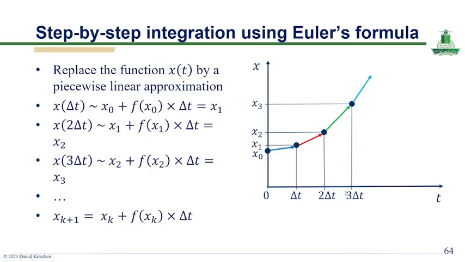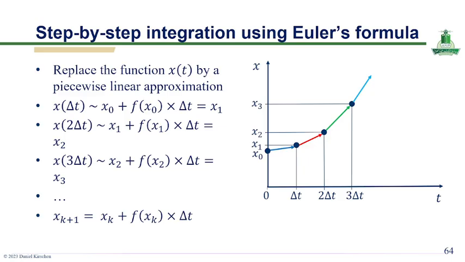Okay, this slide illustrates the step-by-step numerical integration process using a Euler formula. The continuous function x(t) is approximated by a sequence of small linear segments over each time interval delta t, starting from the initial value x0. The next values are calculated iteratively using the slope function f of x_k.